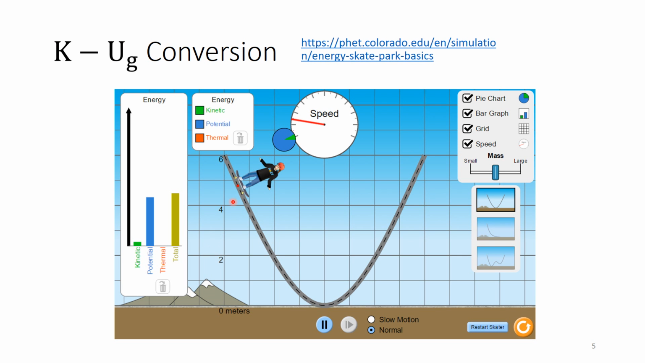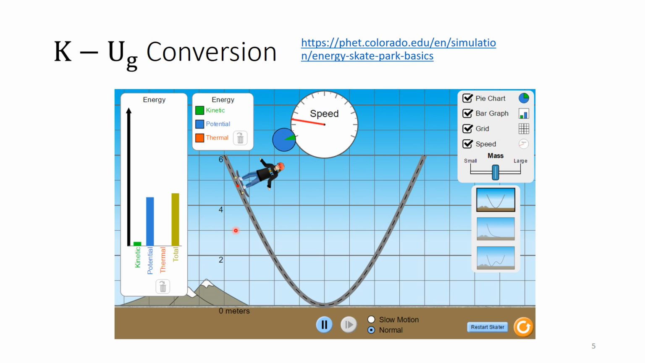Here, let's look at a specific example: energy conversion from kinetic to gravitational potential. You can launch this simulation. We have this track, which is frictionless, let's assume, and a skater who starts from up here. That's his initial position. Once you release the skater, he travels down, gaining speed as he goes downwards, and at the same time he's losing height, so his height is dropping.